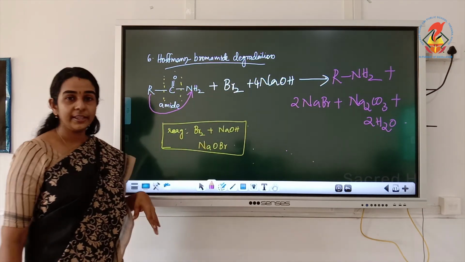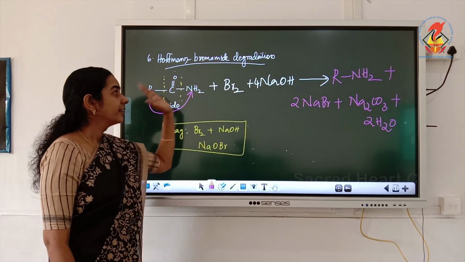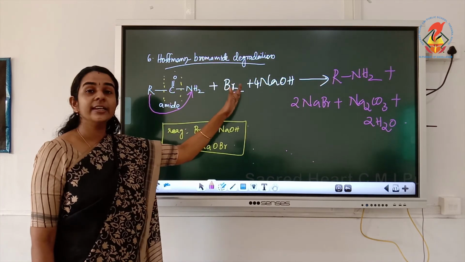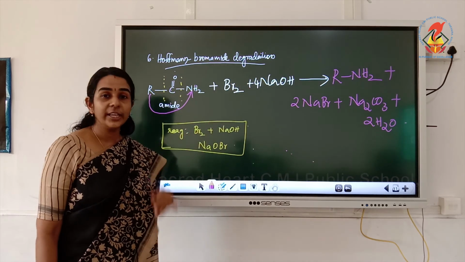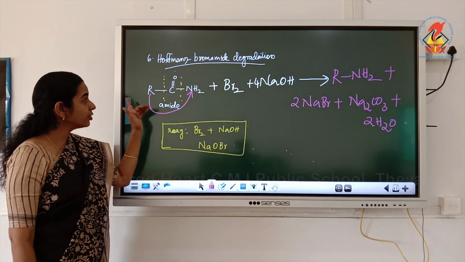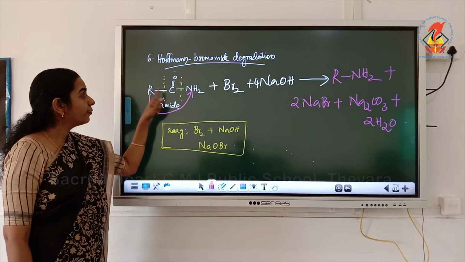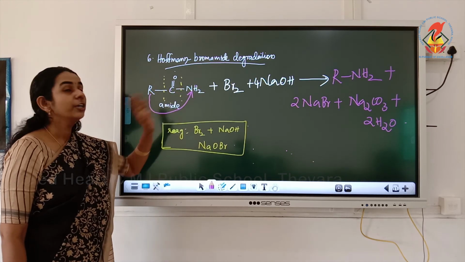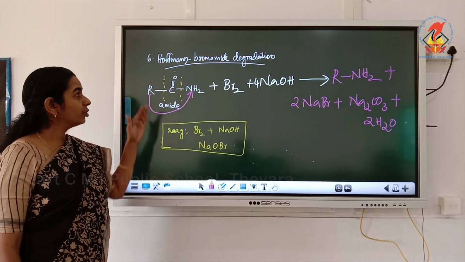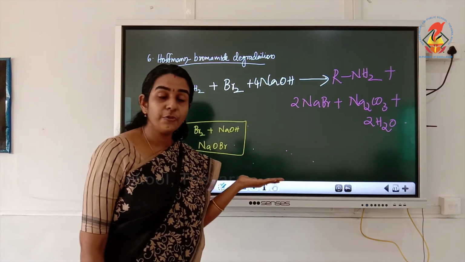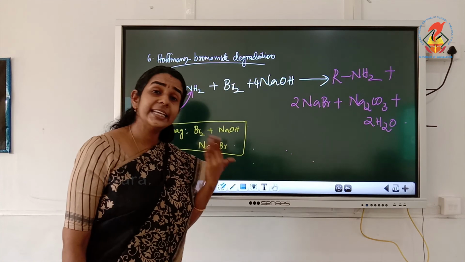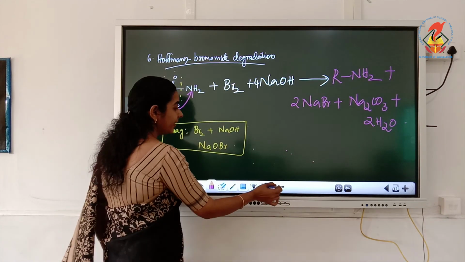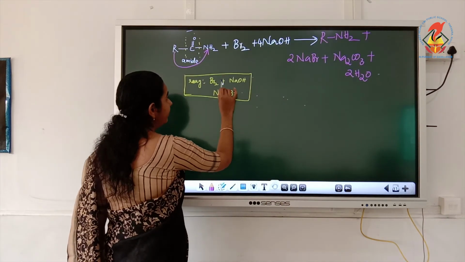So what is happening here? When amides react with bromine in aqueous or ethanolic NaOH, there is migration of the alkyl group from the carbonyl carbon to the nitrogen atom. So this is the Hofmann bromamide reaction. Then why is it known as a degradation reaction? That we can understand from an example.